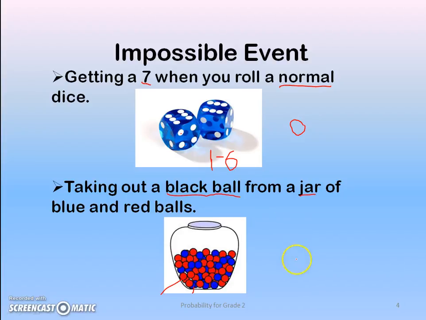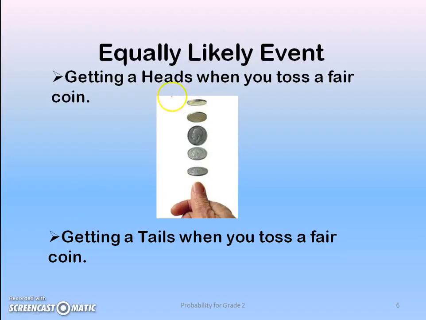and that is again 0, because you cannot take out a black ball from a jar which has blue and red balls, and therefore this is an impossible event. The next one is an equally likely event.